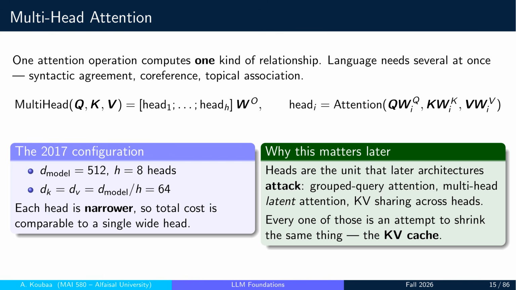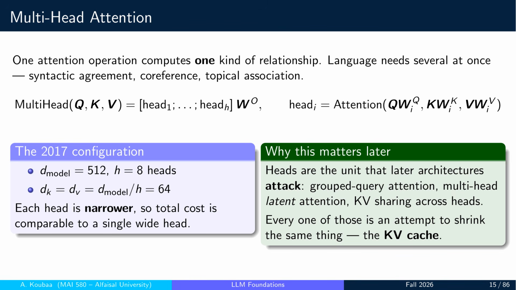One attention operation computes one kind of relationship, but language needs several at the same time. Syntactic agreement, co-reference, topical association. So instead of one wide attention, we run several narrower ones in parallel. Look at the equation. Each head applies attention with its own query, key, and value projections. Then we concatenate the head outputs and multiply by one output matrix WO. Now, the 2017 configuration on the left, because the numbers make it concrete. The model dimension was 512.